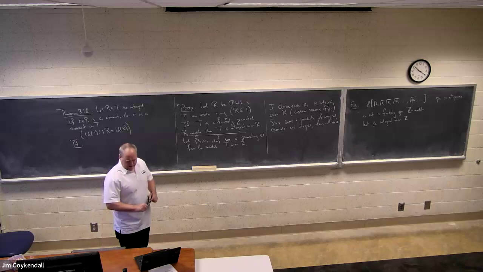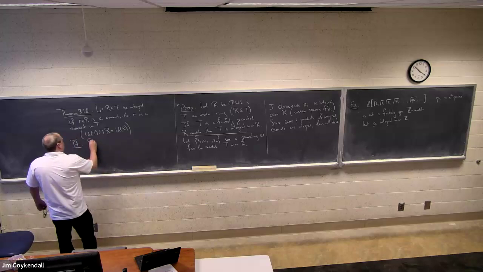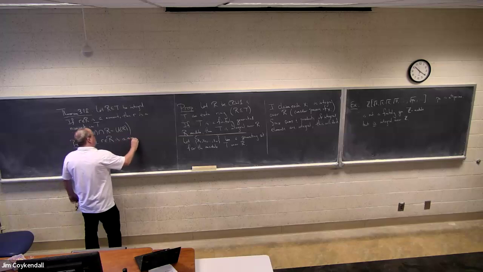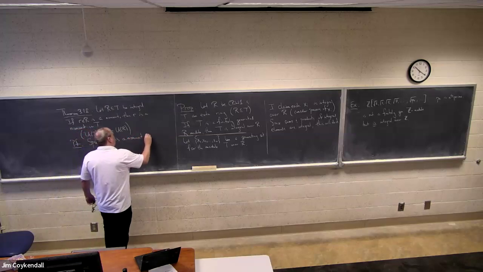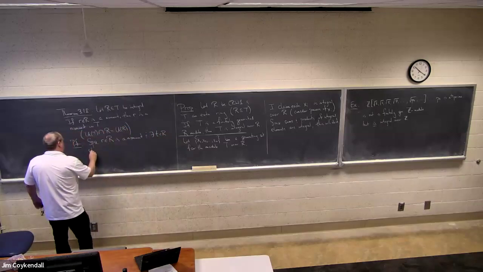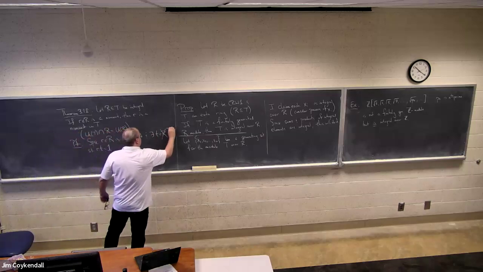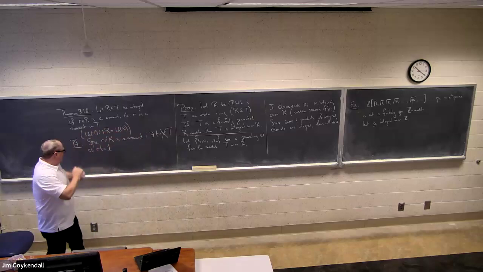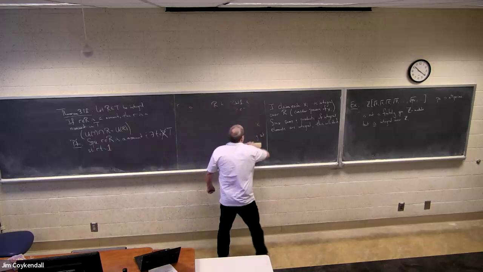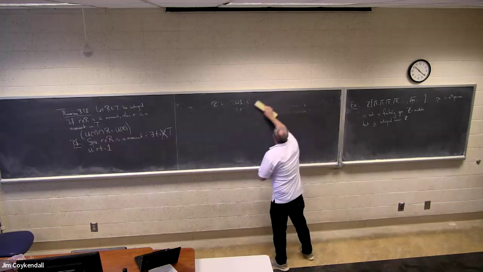Let's suppose that r is a non-unit in R, and there exists a t in T such that rt is 1. Okay, so suppose we have a non-unit r that becomes a unit upstairs. We're going to get a contradiction here.